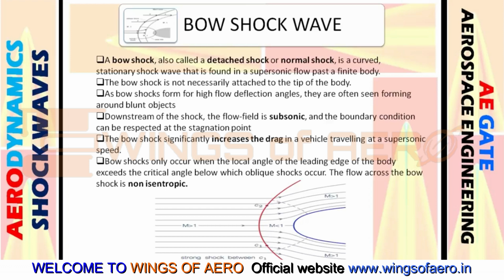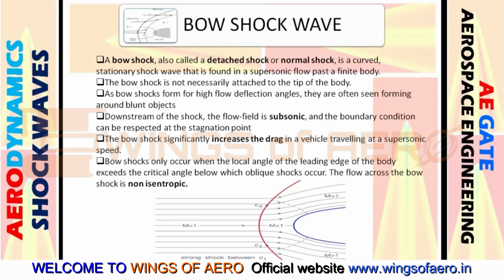Now you should know when there is an occurrence of bow shock wave: when there is a blunt body. Just imagine a blunt body. You can see the figure here, a blunt body whose leading edge is curved or blunt in shape, or we can say it's not sharp.